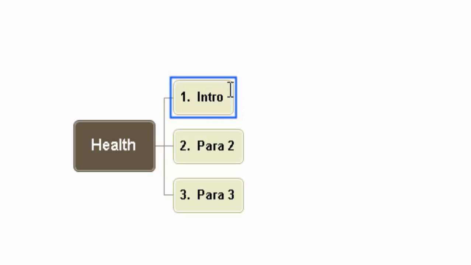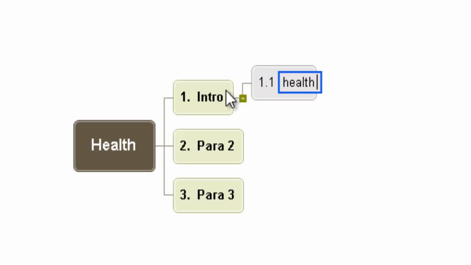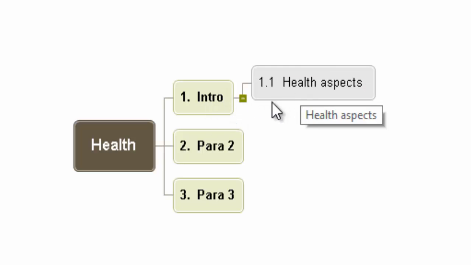So I'm on intro. Now I'm going to use the insert key, or you can double tap the corner, whatever's easier, and then you want to just put in there what you're going to talk about in your first paragraph and the first part. So shall I just put in, I'll just make anything, health aspects. So my first paragraph, my first part, I'm going to talk about health aspects.